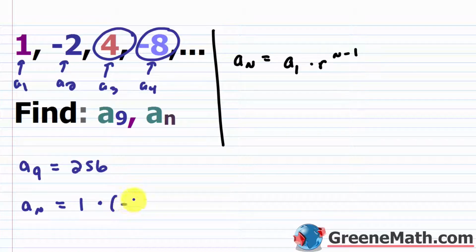So I'm going to put negative 2 here for my r, and then my n minus 1 here, okay? So whatever term you'd want to find, let's say you wanted the 10th term, plug in a 10 there, plug in a 10 there, evaluate, and you're good to go. Okay, so you can do that with any term of this sequence.